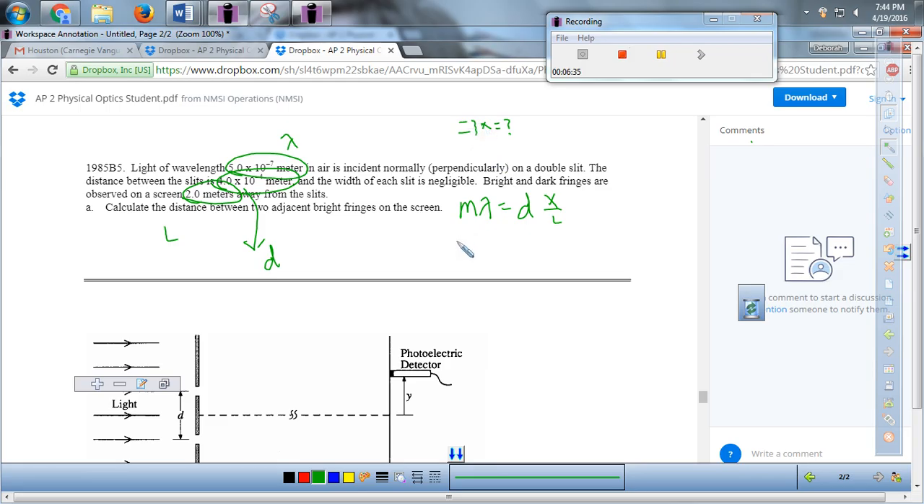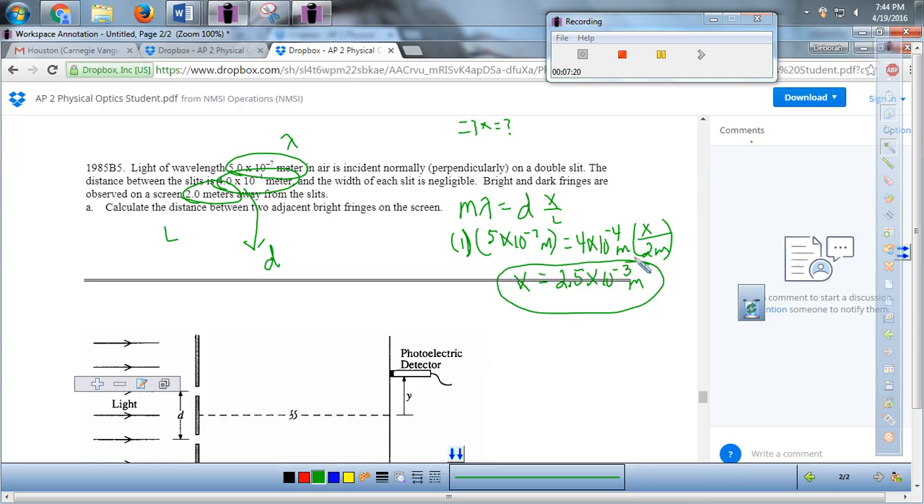All right, so I said, well, m was 1 because I was looking for constructive interference. My wavelength was given to me as 5 times 10 to the minus 7th meters. My distance of separation was given to me as 4 times 10 to the minus 4th meters. My x is what I'm trying to find out because that's the distance from maxima to maxima, and the distance from the screen to the light source is 2 meters. So I solved for x, and I got 2.5 times 10 to the minus 3 meters. All right, so that took care of that one.